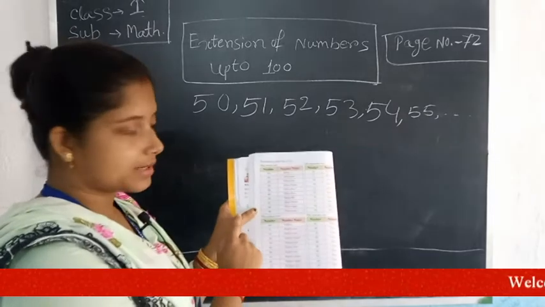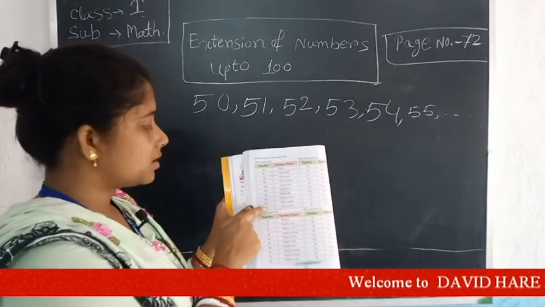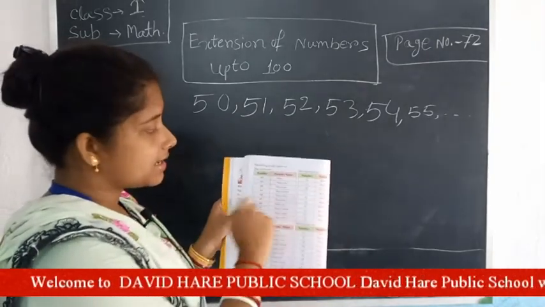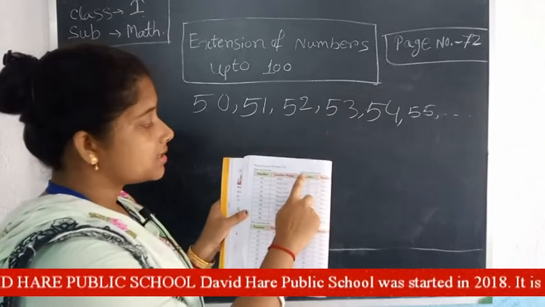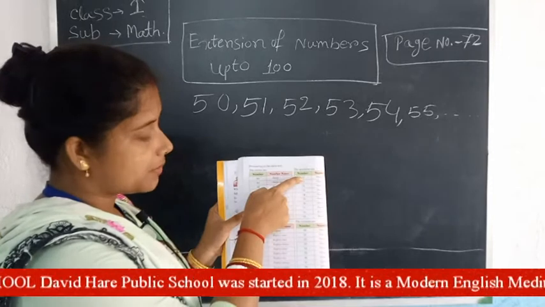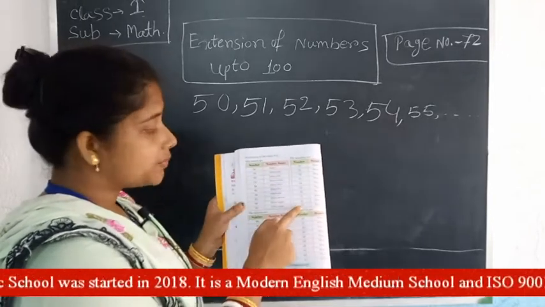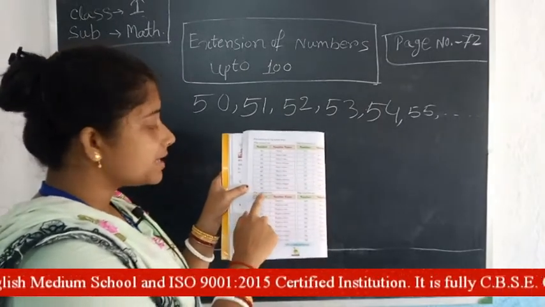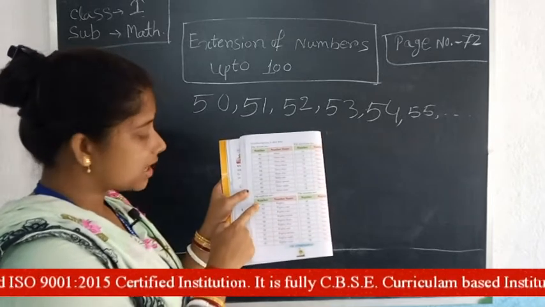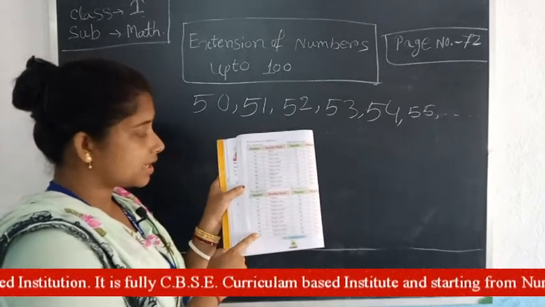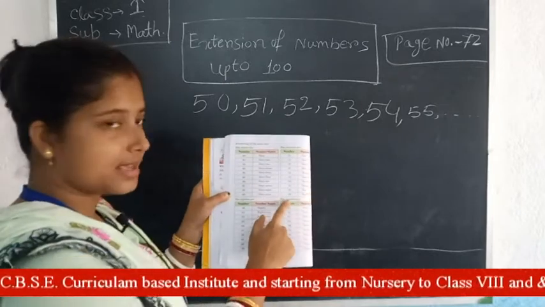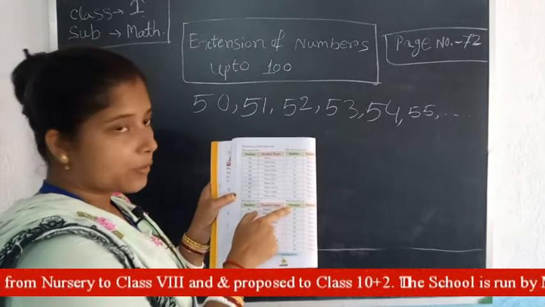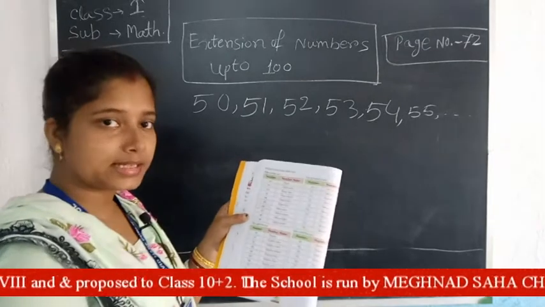The 60s are, then you can see the numbers from 60 to 69, and in the right side the heading is the 70s are, then you can see the number from 70 up to 79, and in the bottom portion the heading is the 80s are, and then the numbers are from 80 up to 89, and in the right side the heading is the 90s are, then the numbers are from 90 to 99.